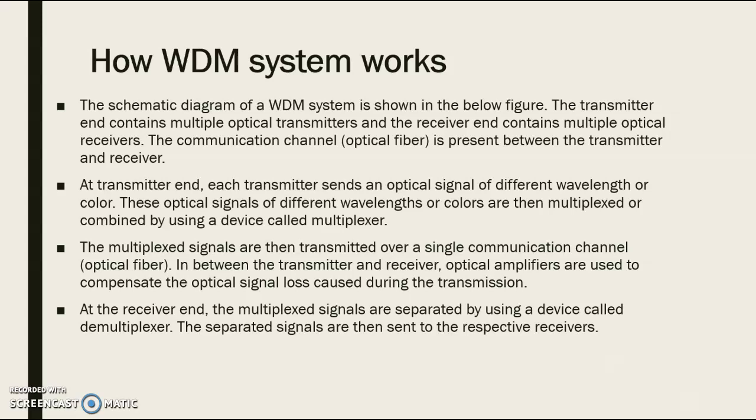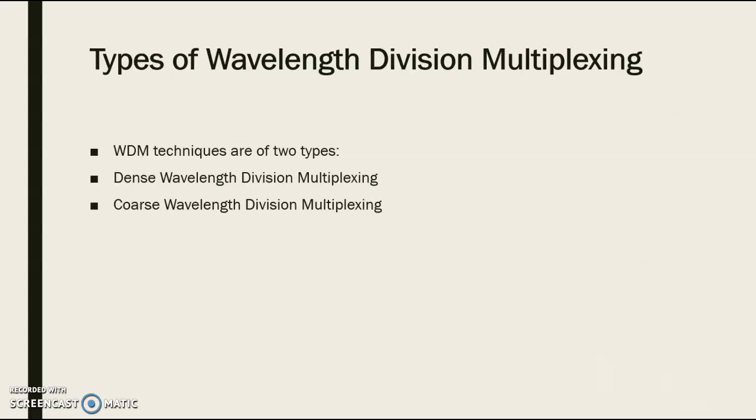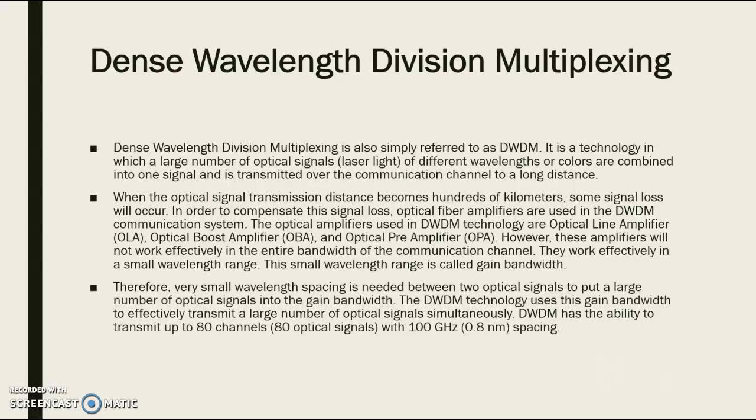How does WDM work? The multiplexed signals are transmitted over the communication channel, as we mentioned a while ago. At the receiver end, the multiplexed signals are separated by using a device called a demultiplexer. The separated signals are then sent to the respective receivers. Under wavelength division multiplexing, we have dense wavelength division multiplexing and coarse wavelength division multiplexing.